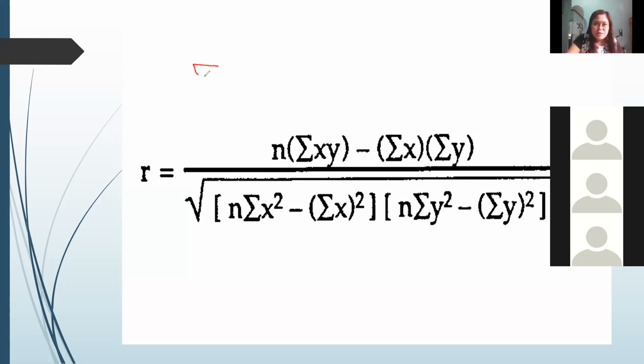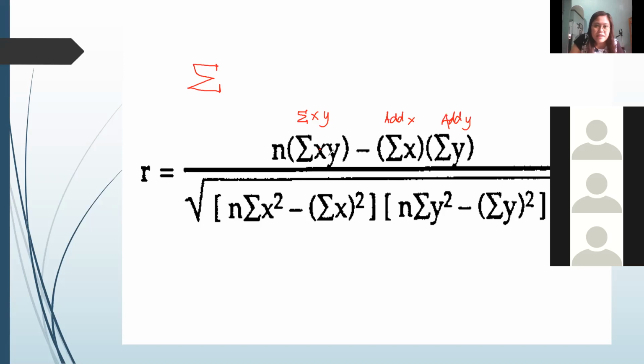Dali lang. So, remember class, pag makita ninyo na siya nga sign, it refers to the summation. So, kani sample size man eh. Kani summation of x times y. Meaning, i-multiply ninyo ang x ug ang y, tapos kuhaon ninyo ang summation. Kani, minus the summation of x. So, i-add ninyo tanan scores sa x or sa first group. Tapos, i-multiply ninyo siya sa summation sa tanang scores sa y.